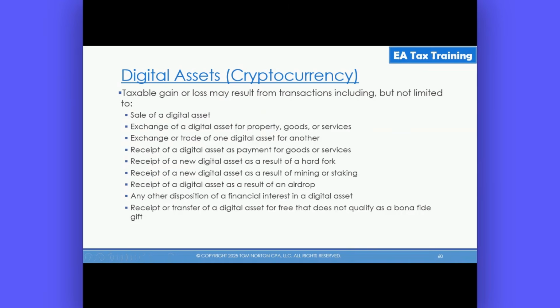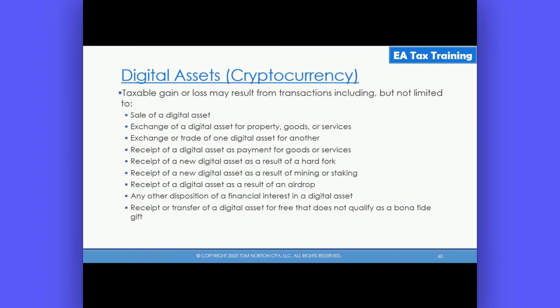You can have a taxable gain or loss as a result from lots of different types of transactions, including, but not limited to, all of those you see on your screen. So from the sale of the digital asset, from an exchange of a digital asset for property, goods, or services. This happens a lot these days. There are service providers who are accepting digital assets instead of cash for their services. So you can have an exchange. You can have tax on that exchange.